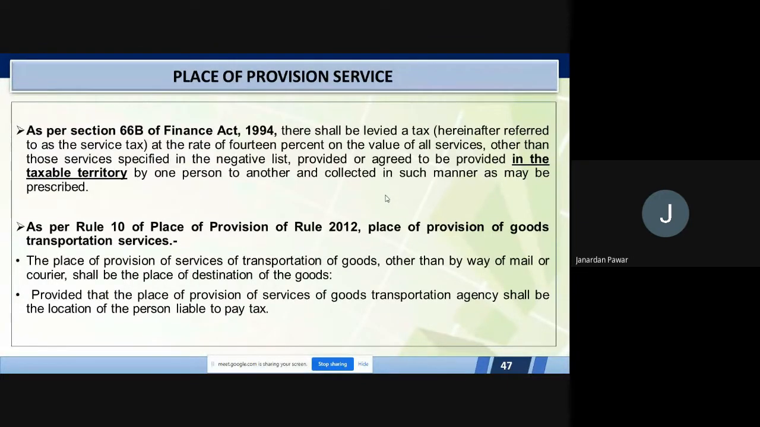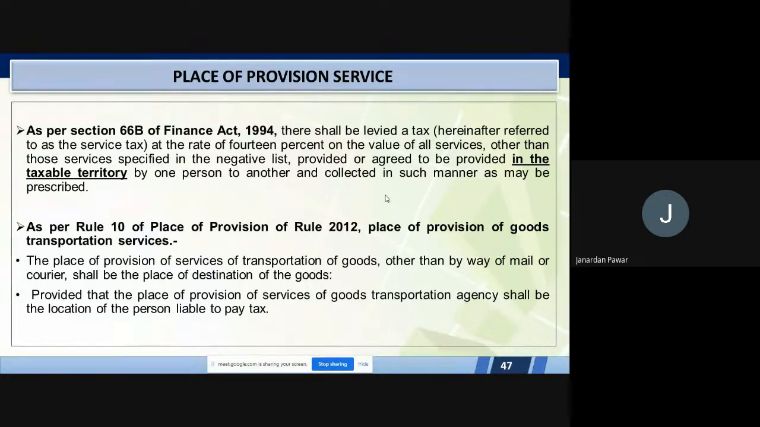So it was collected according to the taxable territory, from one person to another, in a specific manner. In this paragraph, we have taken an idea about service tax, which was applicable according to the Finance Act 1994. We looked at what the provision was, what the negative list was, what the percentage of service tax was, and so on.